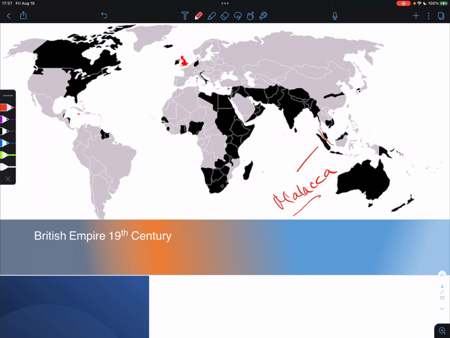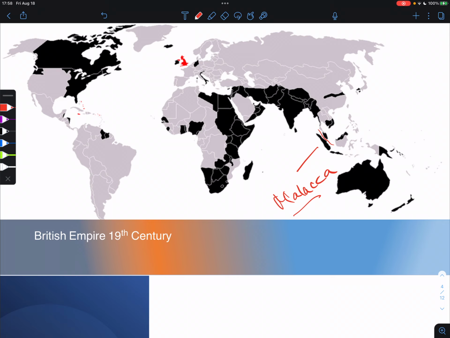All right, my friends. Look at this. This is the extent of the British Empire in the 19th century, right? All of Canada, a good portion of the Americas, a good portion of Africa, East Africa, South Africa, West Africa, all the very rich regions of Africa, the Indian subcontinent, right?